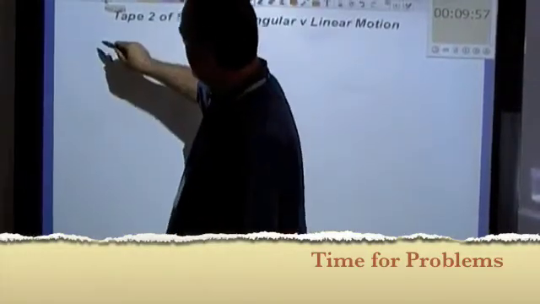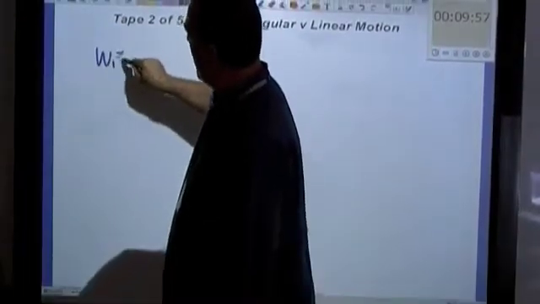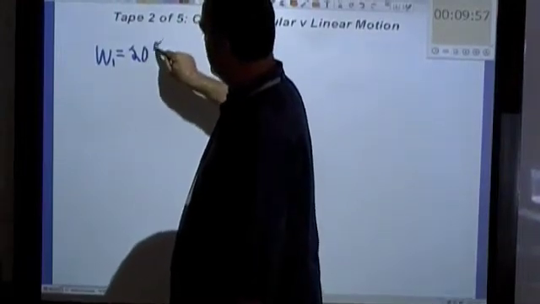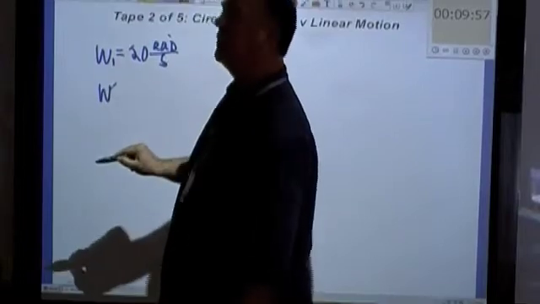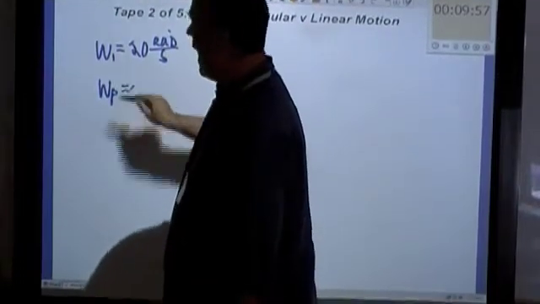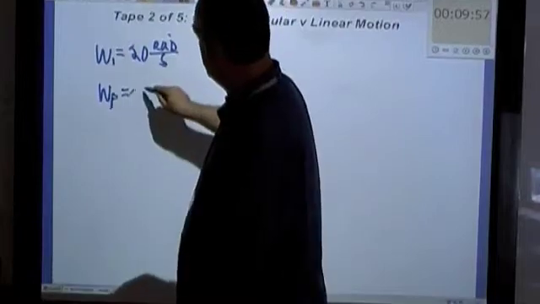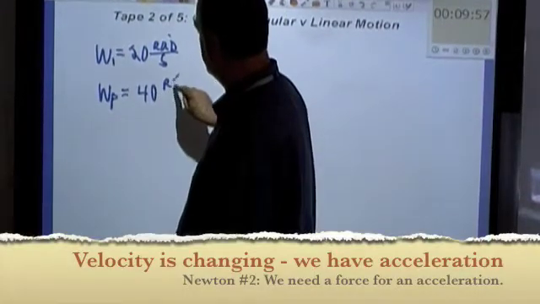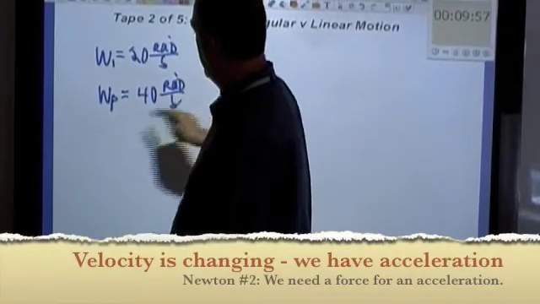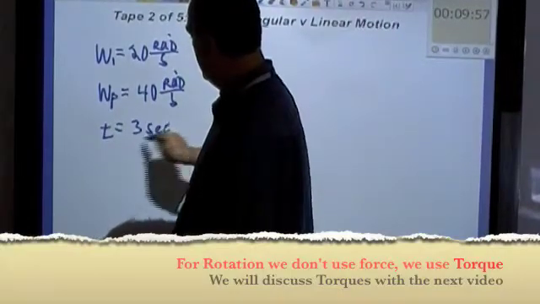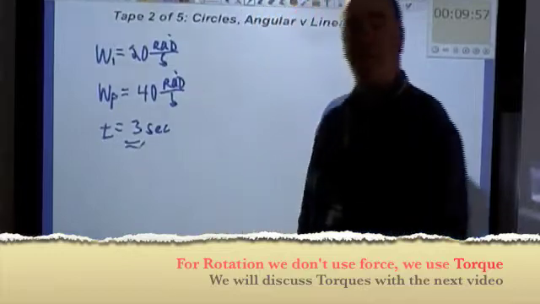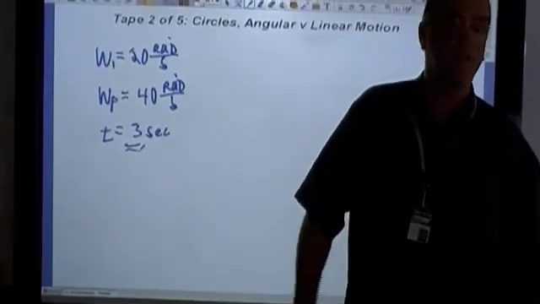Let's say I got a motor that has a flywheel in it that has an initial angular velocity of 20 radians per second. And then I increase its rotation to 40 radians per second. And I do that in 3 seconds. How am I going to find my angular acceleration?